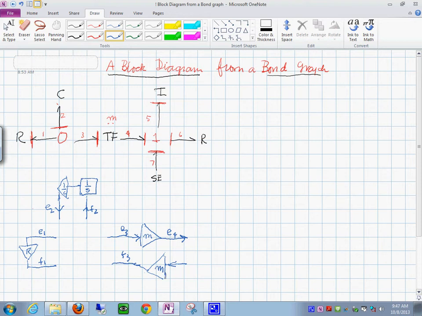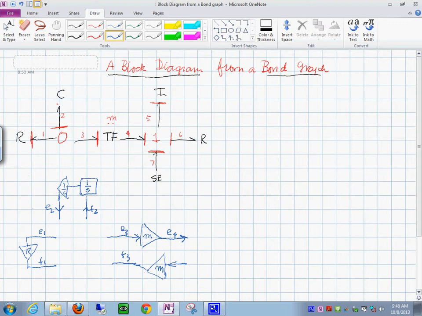Yes? For the first one, isn't it 1 over R? Because the flow is the output. In this case, you see E sub 3 times this equals this, or F4 times this equals this. Oh, here? What about this? No, flow. The flow is the output. See, this is the output, and the input is E for the R element. So we are here.